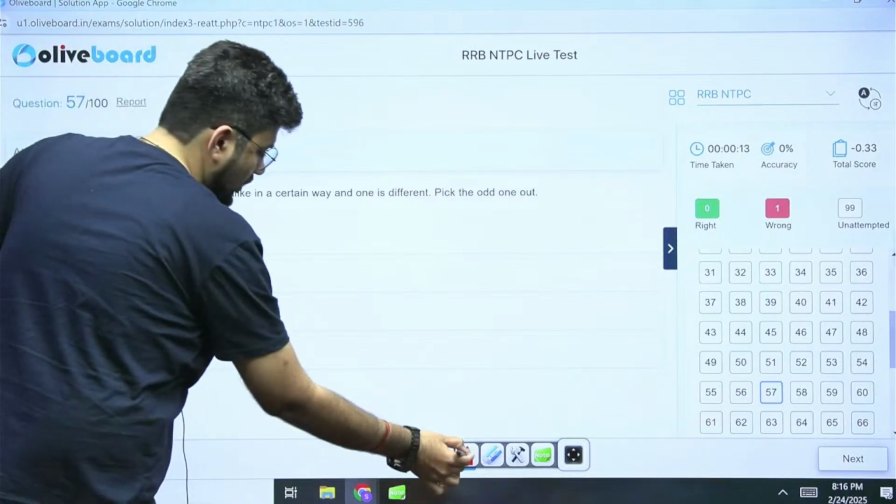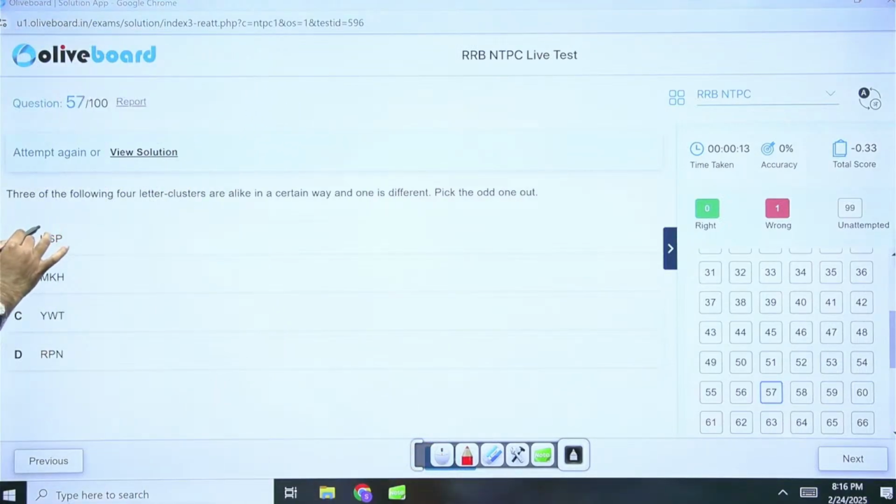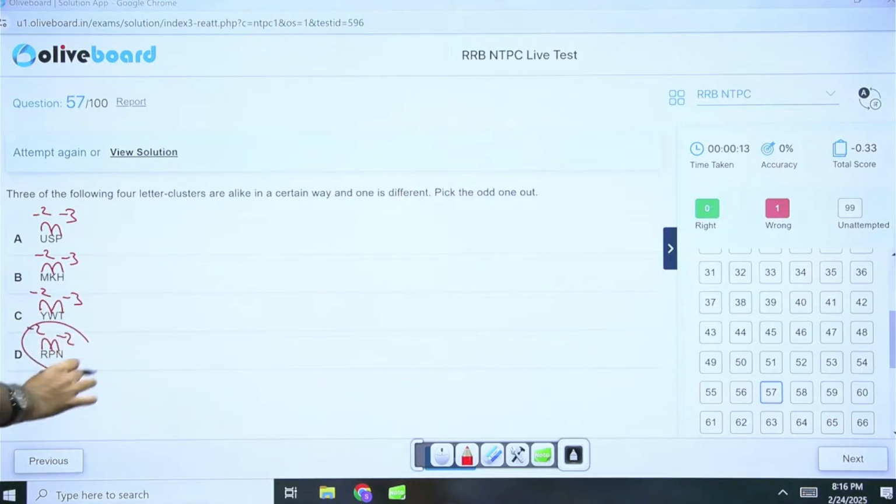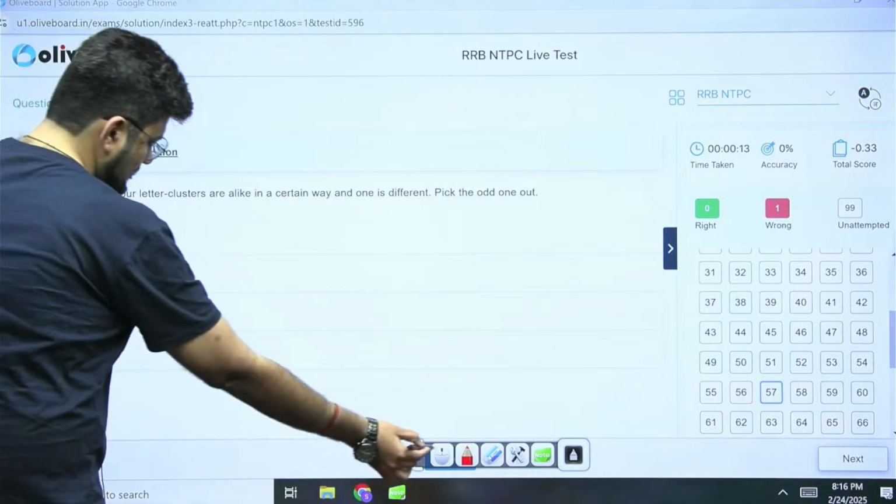Clusters are alike, pick the odd one. Let's see what is the logic here. 21, 19, so minus 2. 19, 16 is minus 3. 13, 11 is minus 2. 11, 8 is minus 3. 25, 23 is minus 2. 23, 20 is minus 3. And 18, 16 is minus 2. 16, 14 is minus 2. So option D becomes my correct answer.